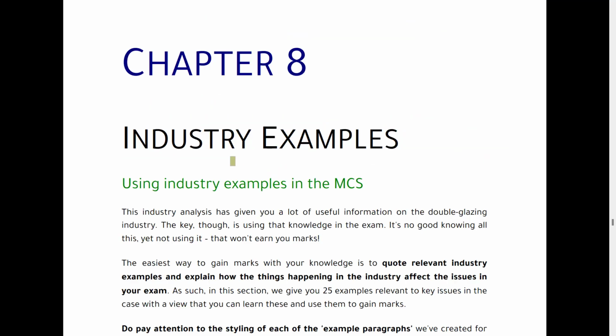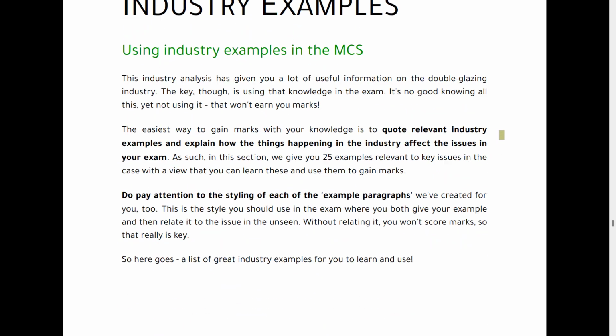So Chapter 8 was created to give you a list of 25 key industry examples to go into the exam with. We are not going to go through all of those today, but we are going to go through about 3 of them, just so that you've got a really good overview of some things that are going on in the industry, and to hopefully encourage you to have a look at this section for yourself. At the bottom of each section of these 25 examples, we have created an example paragraph in the exam style. And this is the style you should use in the exam, where you give both your example and then relate it to the issue in the unseen. Without relating these two things, you won't score marks, so that really is key.